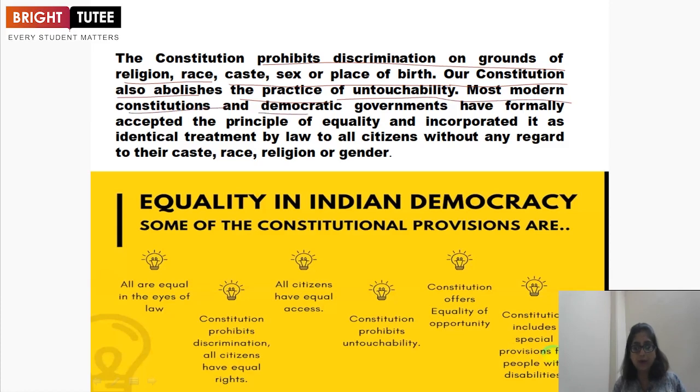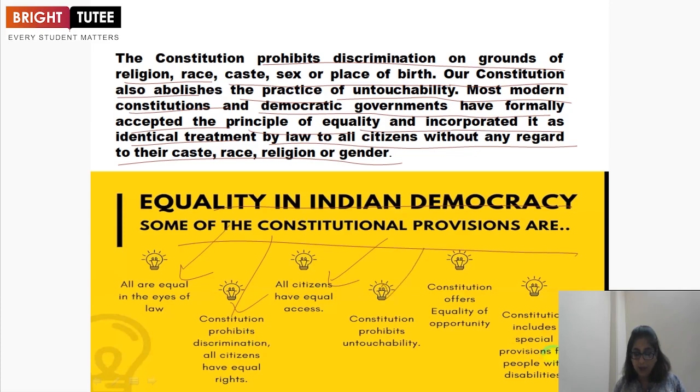Most modern constitutions and democratic governments have formally accepted the principle of equality and incorporated it as identical treatment by law to all citizens without any regard to their caste, race, religion or gender. And equality in Indian democracy, some of the constitutional provisions are: all are equal in the eyes of law. Constitution prohibits discrimination. All citizens have equal rights. All citizens have equal access. Constitution prohibits untouchability. Constitution offers equality of opportunity. And Constitution includes special provisions for people with disability.